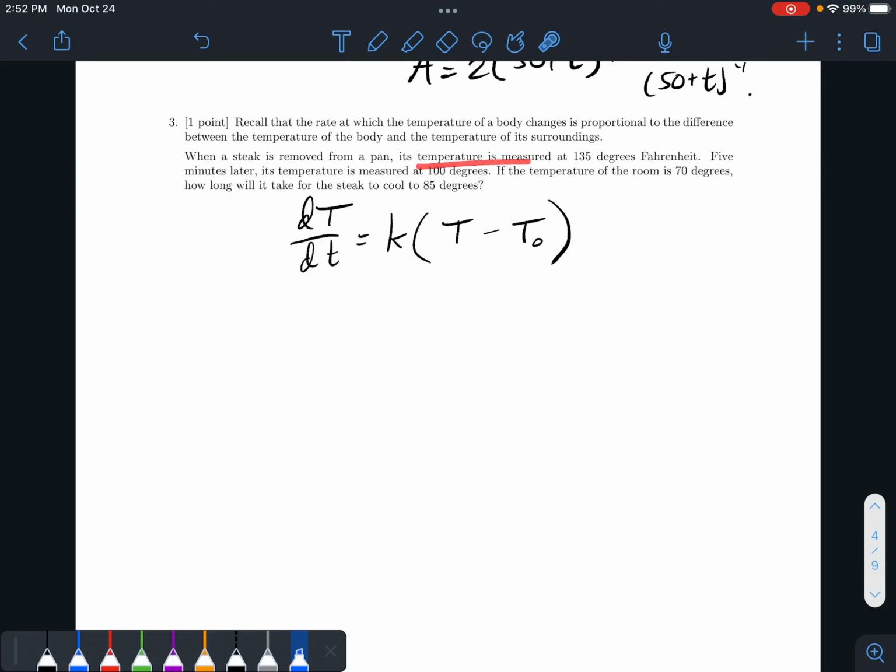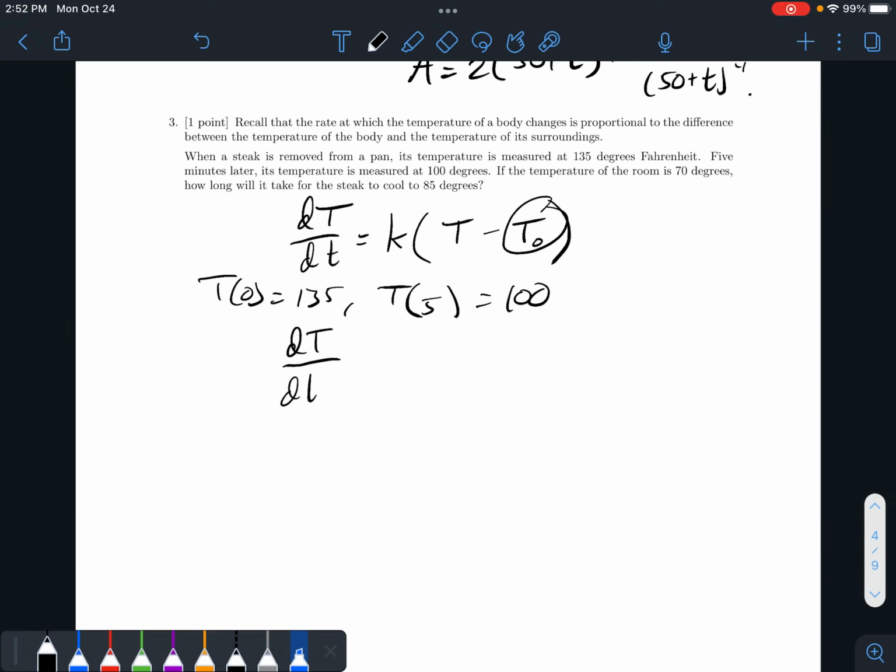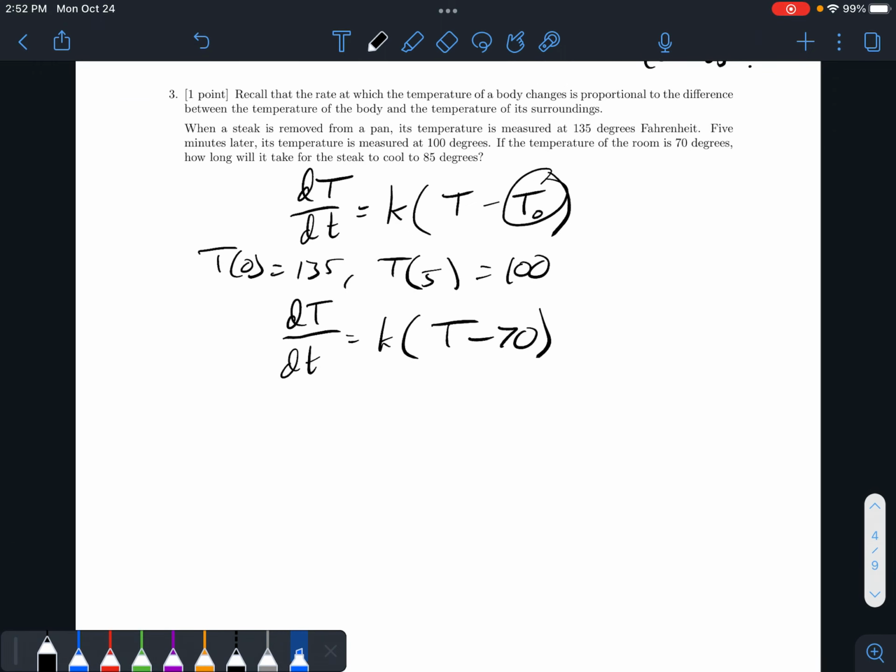So we have a steak that's removed from a pan, and its temperature is measured at 135 degrees Fahrenheit. 5 minutes later, it's at 100 degrees. So this is telling us T of 0 is 135, and T of 5 is 100. We're assuming that little t is in minutes, and capital T is in degrees Fahrenheit. The temperature of the room is 70 degrees, so that would tell us that this is going to be 70. We then want to know how long it is going to take for the steak to cool to 85 degrees.